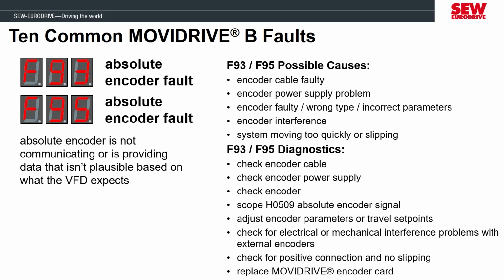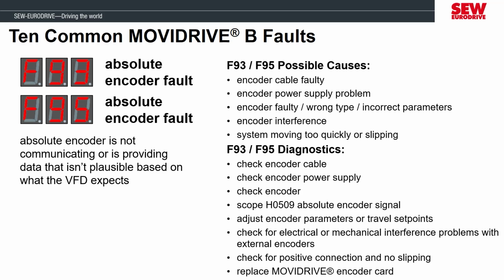You can set up a scope recording for the H variable 509 to record the position of the absolute encoder and look for any inconsistencies. These faults can be caused if there is electrical noise or interference, like something blocking the encoder from reading the position. For example, laser encoders use a reflector to measure the position. If the laser moves off of the reflector or is blocked, these faults can occur in those situations.